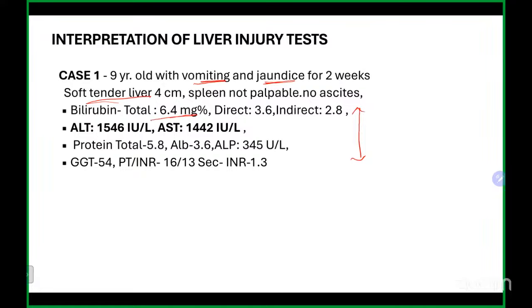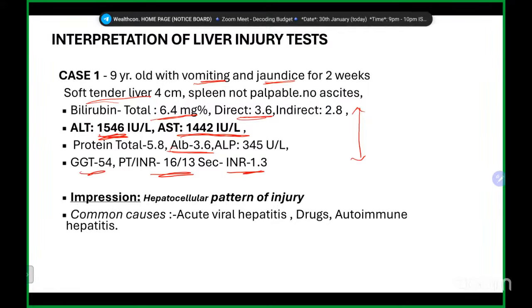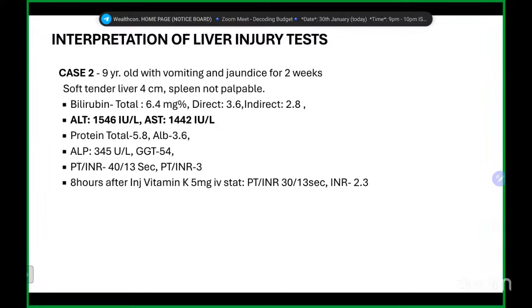So when we do an LFT, this is how it has appeared. So definitely there is jaundice and there is direct hyperbilirubinemia, and ALT, AST both are raised. ALT raised more than AST probably, correct? Albumin is normal. So definitely this is not a chronic problem. It's an acute problem, correct? PT, APTT, INR look okay. GGT also looks okay. So probably we are dealing with acute hepatitis, that is your hepatocellular pattern of injury, most commonly being acute hepatitis or autoimmune hepatitis. Correct?